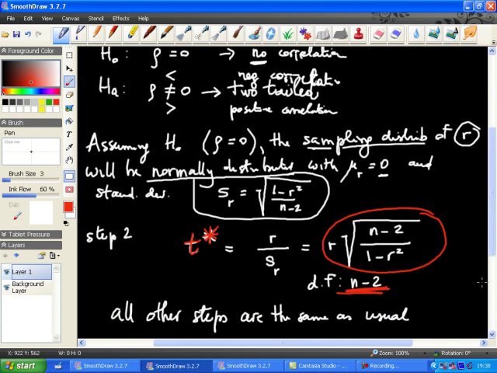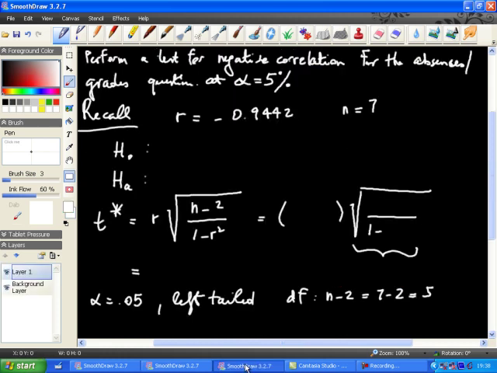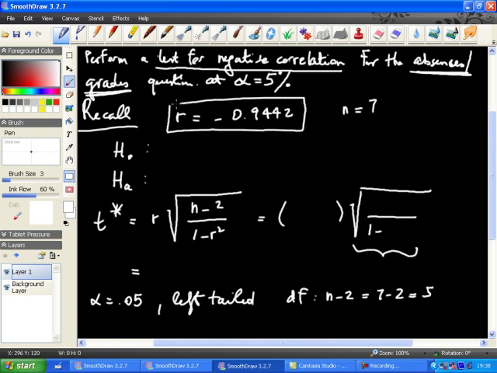We'd like now to do an example, and as the example I'll take the data from before about the absences and the grades of the 7 students, and we are asking you to perform a test for negative correlation. We have a strong suspicion of negative correlation because when we calculated r, we found the value of minus 0.9442. That was in the previous video clip. The number of pairs was 7.